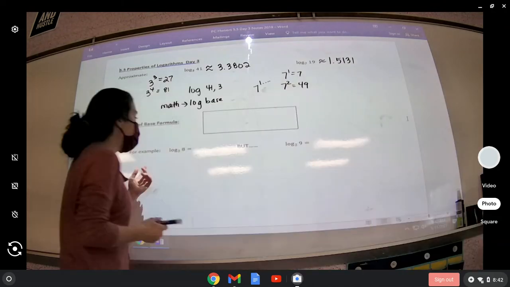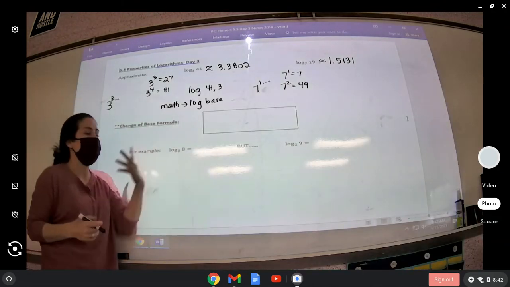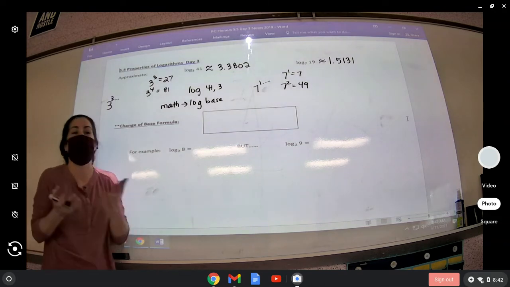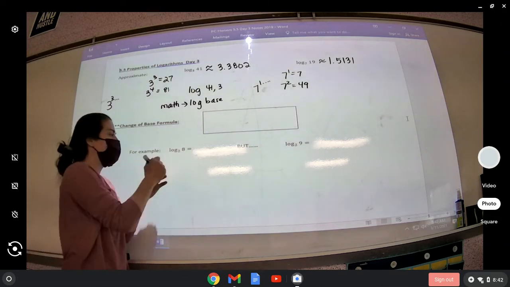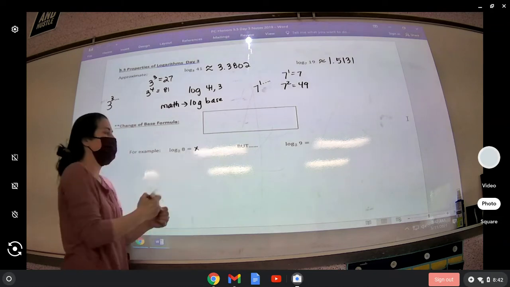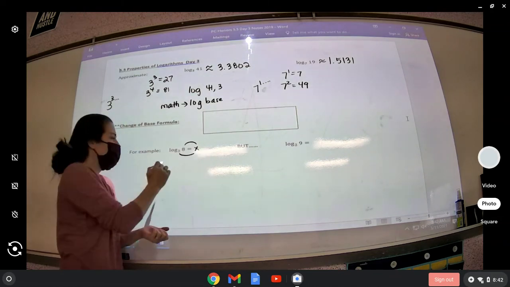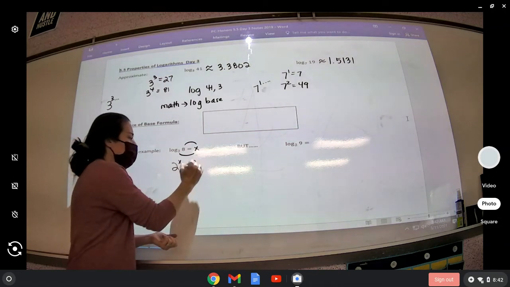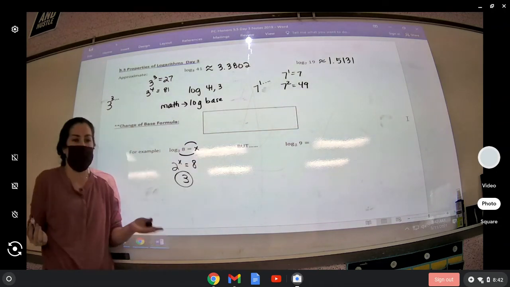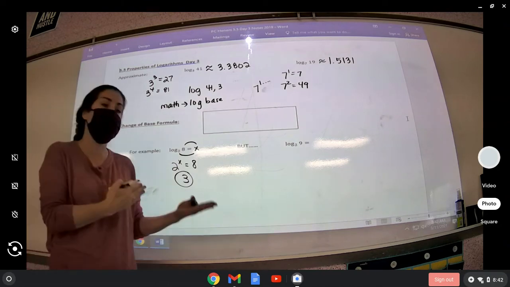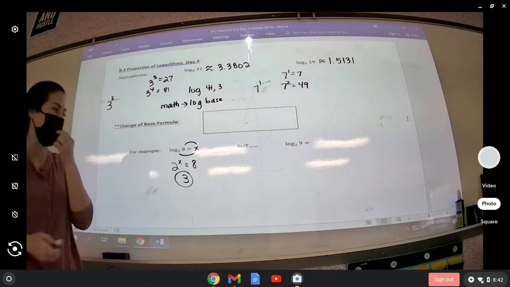Guys, look at this. If I asked you right now, what's log base 2 of 8? Everybody knows that answer without ever looking at a calculator. It's asking you, 2 to what power gets you 8? We all know the answer to that is 3. X has to be 3. That's the power that I have to raise 2 to get 8 as my answer.